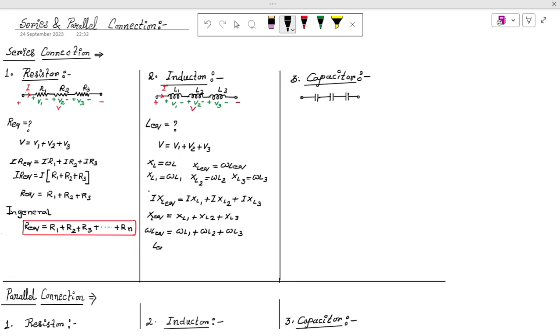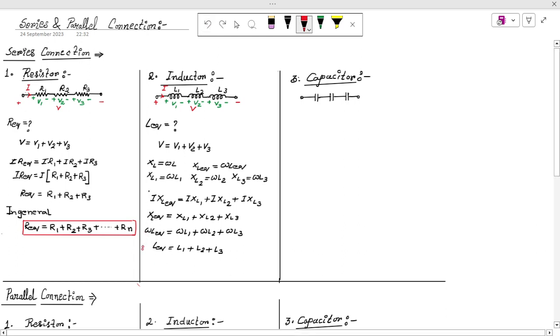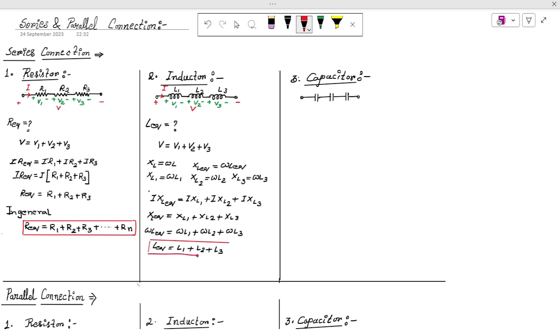So L equivalent is equal to L1 plus L2 plus L3. So you can put it in a red box, okay, as before. This will be our formula. Okay. So remember this.